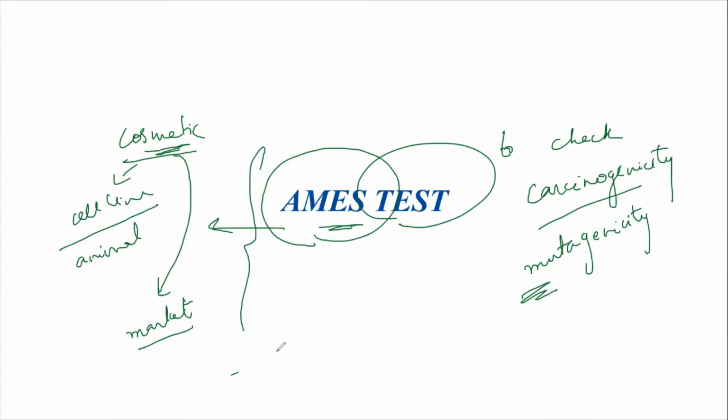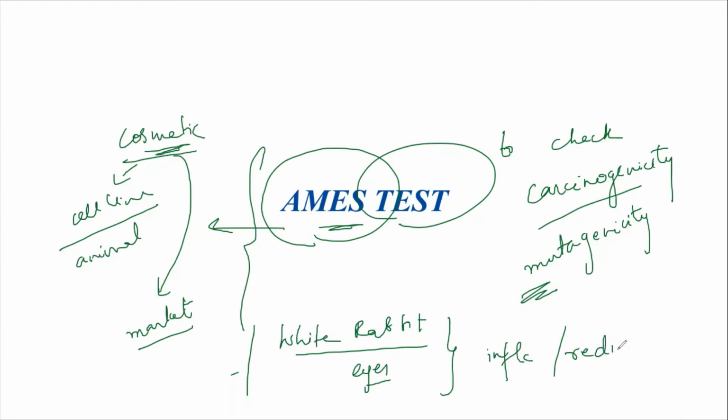And first of all, they also see, for example, in the case of a white rabbit. Mainly this is the first thing they do. In the white rabbit's eyes they inject the cosmetics. Okay. Now, I know it looks very brutal, but this is what they do. They inject into the eyes of the white rabbit and then they see how much inflammation or redness is coming.